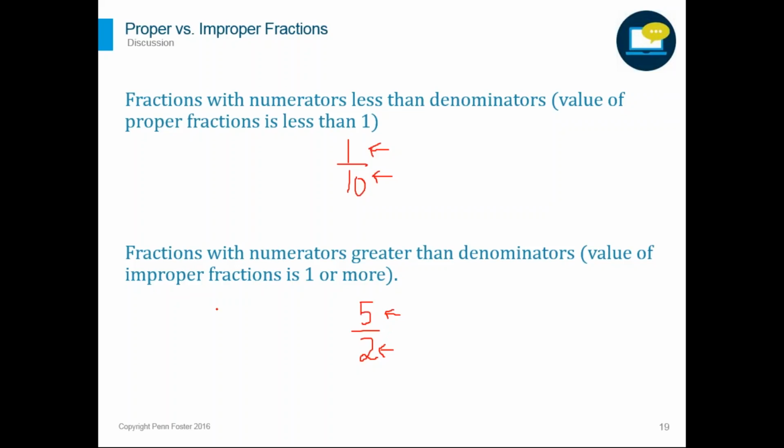Now, what if I have 7 over 7? They are equal. Do I call it a proper or an improper fraction? In this case, I call it an improper fraction because it is really a whole 1. It's equivalent to 1, and 1 is not really a fraction. It is a whole number. So that's why any number over itself, we call that an improper fraction. So this is how you tell.